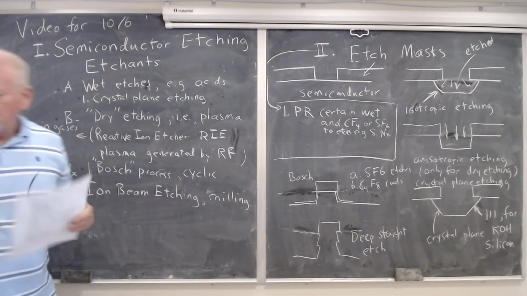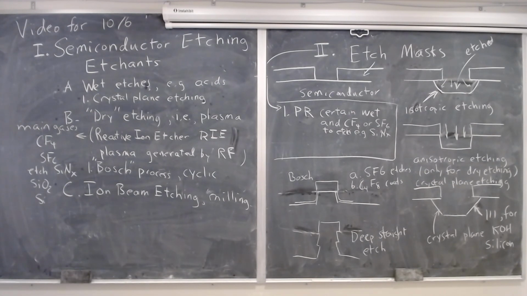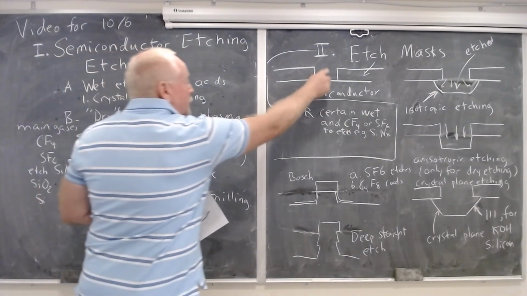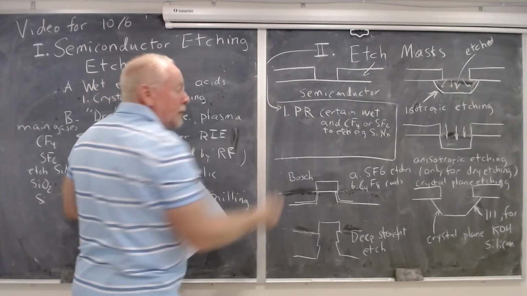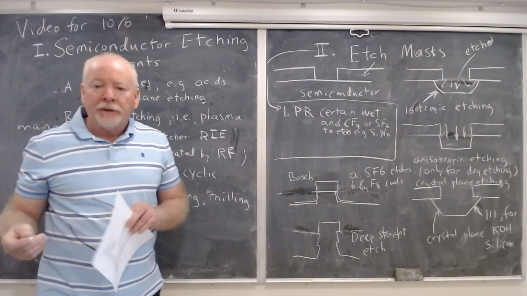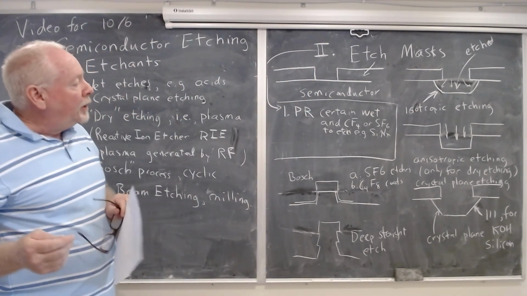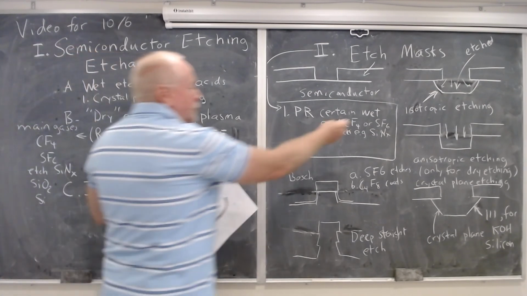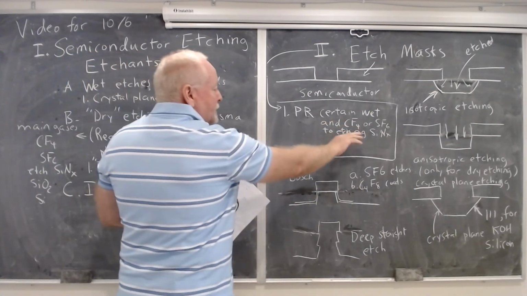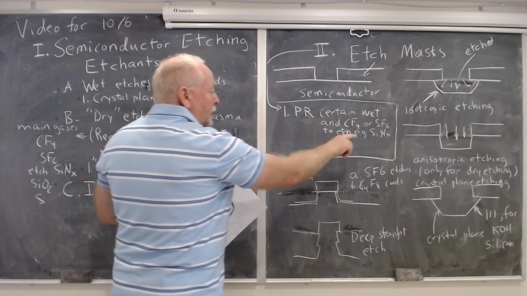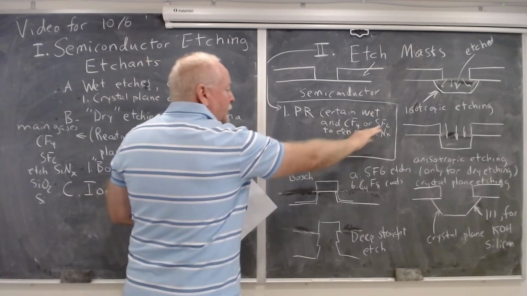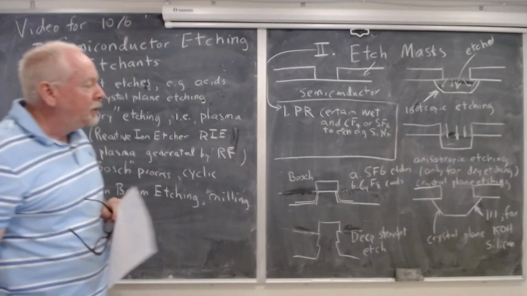Okay, so photoresist can be used as an etch mask, a stencil. So it's the most convenient thing to use, right? Because photoresist, you spin it on, you expose it as you've seen, you make an opening, boom, you're done. And so that's your etch mask. Okay, and it works for certain wet etches and for plasma etches using, for example, CF4 or SF6 to etch silicon nitride.